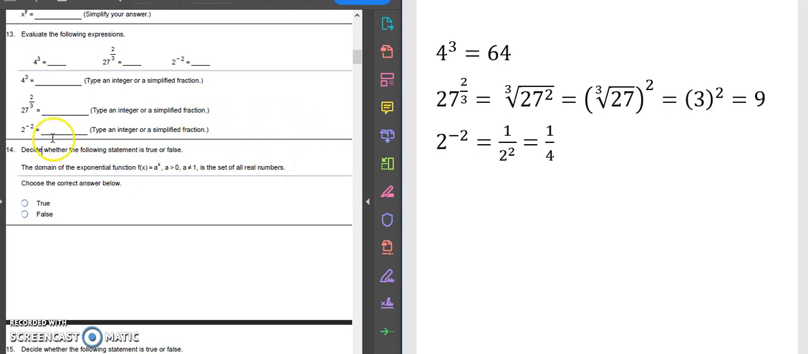The final one, we have 2 raised to the -2nd power. 2 raised to the -2nd power, again, negative exponent changes position in a fraction. We have 1 over 2 squared, and 2 squared is 4, and we're moving on.